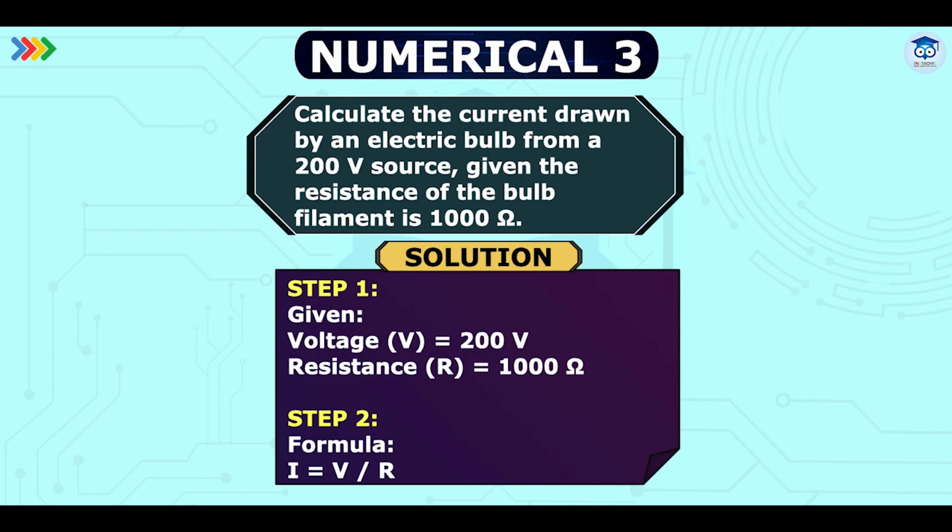In step 1, we identify the given values. The voltage V across the bulb is given as 200 volts and the resistance R of the filament is 1000 ohms. Proceeding to step 2, we apply Ohm's law, which relates current to voltage and resistance. According to Ohm's law, the formula is I equals V divided by R.